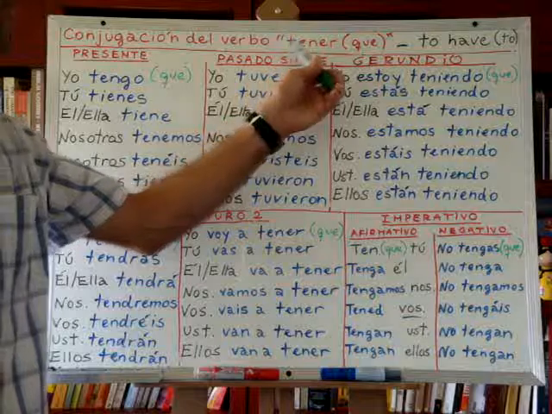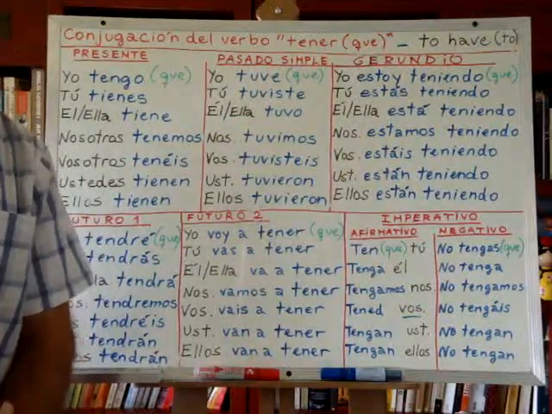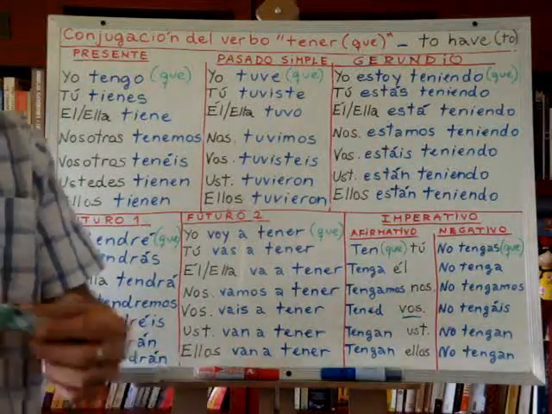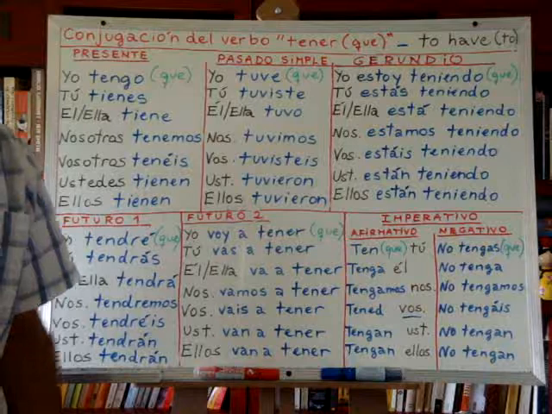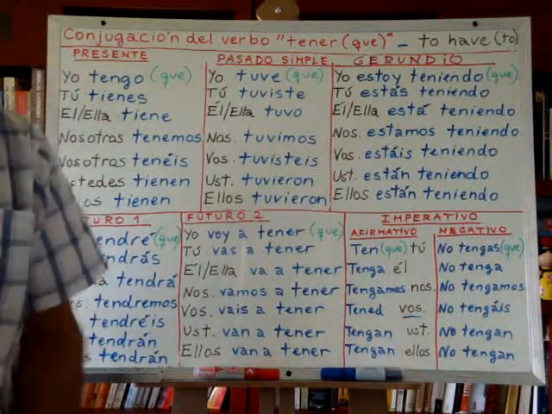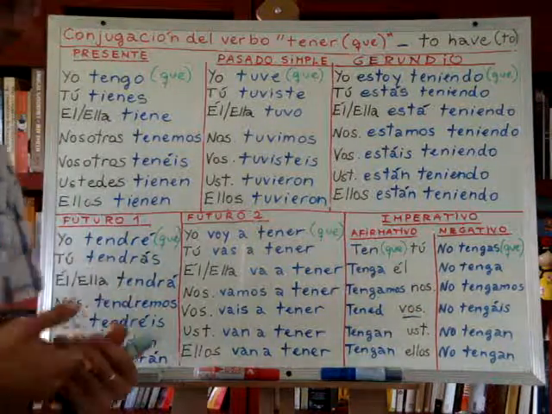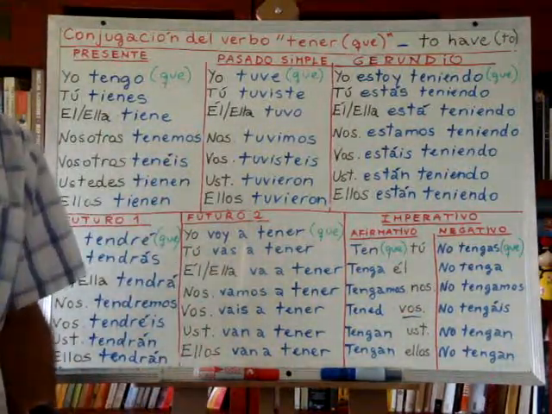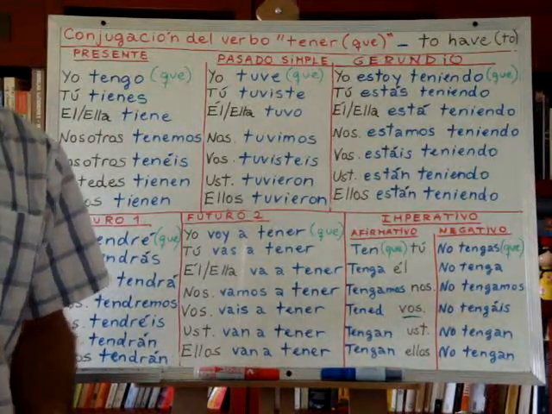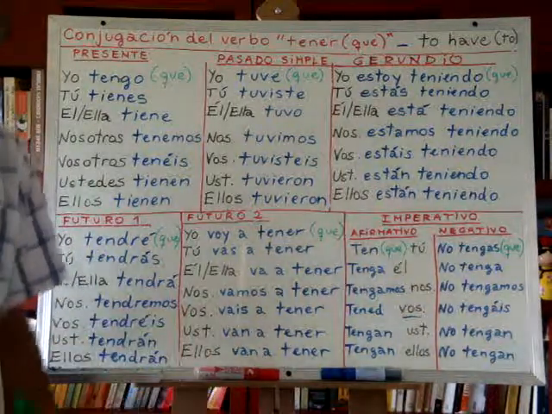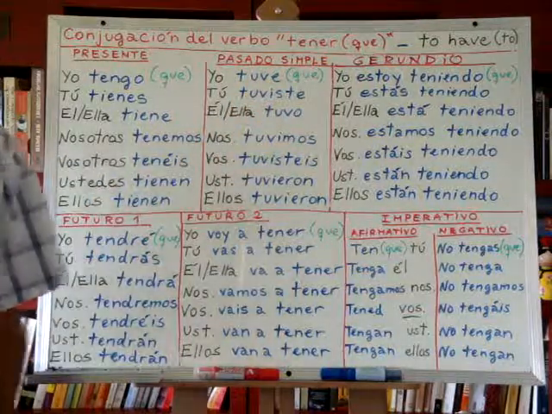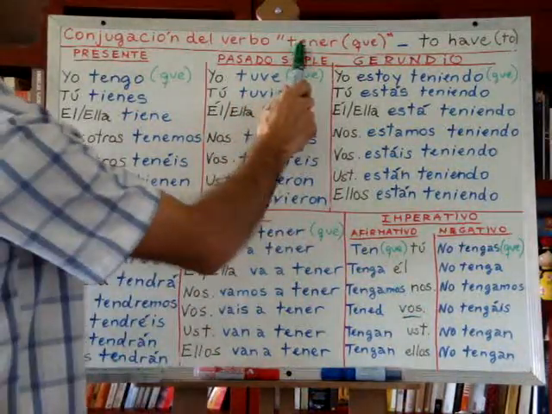So what does tener mean? Tener means to have, right? Tener is exactly to have. And it also has this other use that the verb to have has in English, okay? So to have can mean I have something, right? I have a pen. And to have can also mean to must, right? For example, I can say I have to go, right? Means I must go.